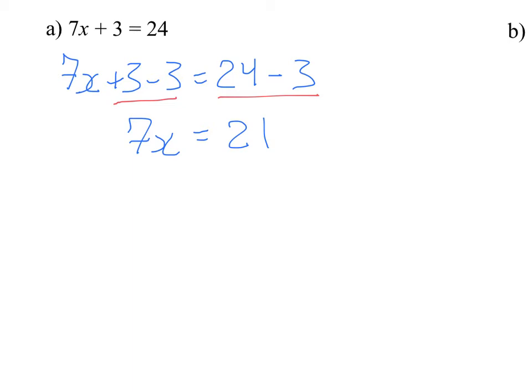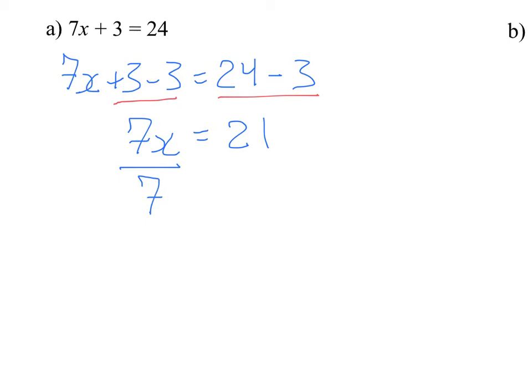But again, it said that we don't want 7x, we just want x. So we're going to do the opposite. X is being multiplied by 7, so we're going to now divide by 7, and what you do to one term in the equation, you must do to every term.